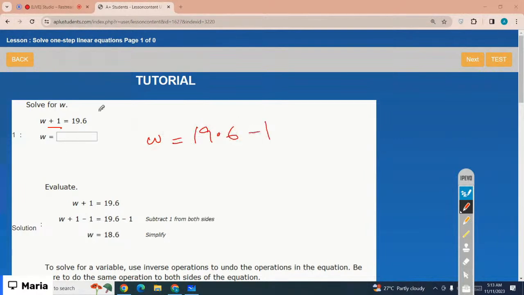Or you can say you need to subtract 1 from both sides. Whatever you do on one side, you have to do on both sides. So you subtract 1 from both sides. 1 minus 1 is 0, so you are left with just w, and 19.6 minus 1 is 18.6. Got it? Let's start with the test questions.